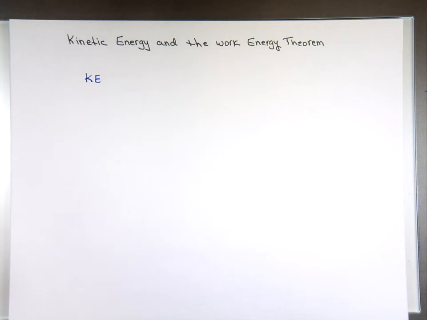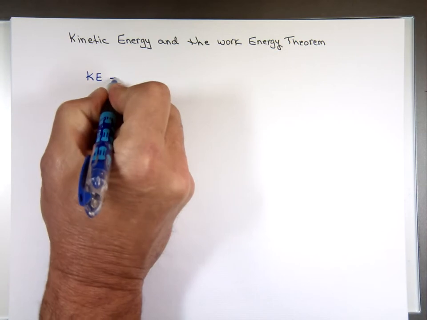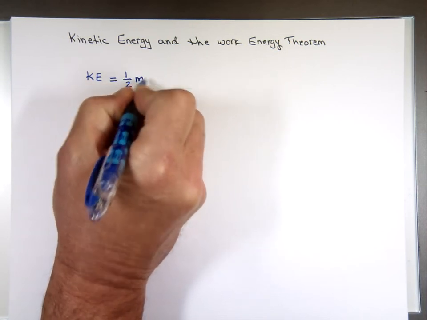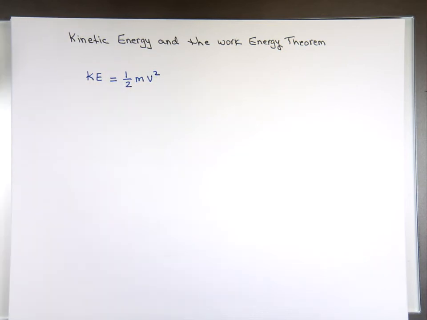We can go through the math and derive the equations. I'm sure none of you cares. So we'll just get to it and show you that kinetic energy can be found by using this equation, 1/2 mv squared. That's how much kinetic energy an object has.